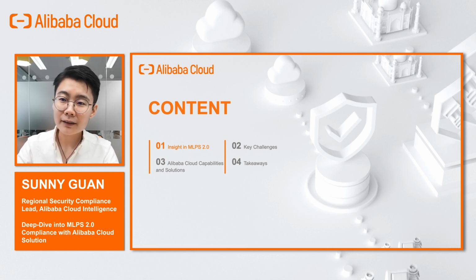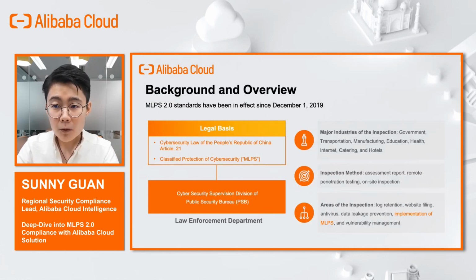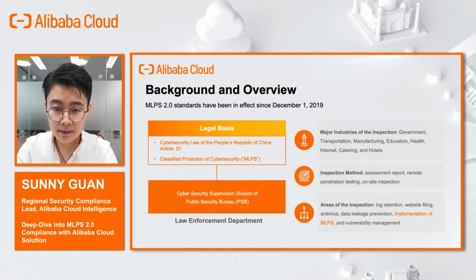Then let's move on and have the first session, starting from the introduction of MLPS 2.0. The MLPS 2.0 standard has been in effect since December 1st last year, 2019. Actually, it's not a brand new standard. It just evolved from the classified protection of information systems issued 11 years ago.